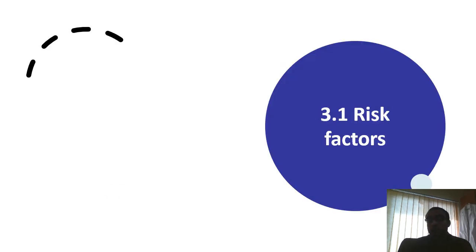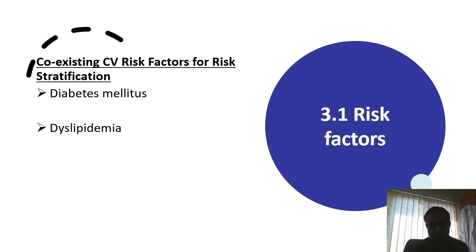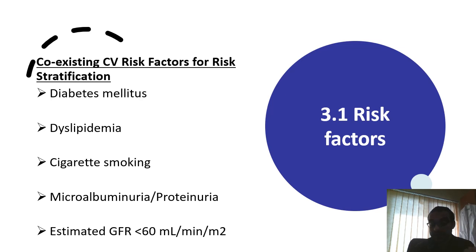Third point, related to the risk factors. We have to assess whether it is hypertension alone or hypertension as part of a portfolio of other cardiovascular risk factors such as diabetes, dyslipidemia, smoking, microalbuminuria or proteinuria, and estimated GFR less than 60. We have to look for these, and their presence can also impact on the treatment and on the starting recommendation in a given case.